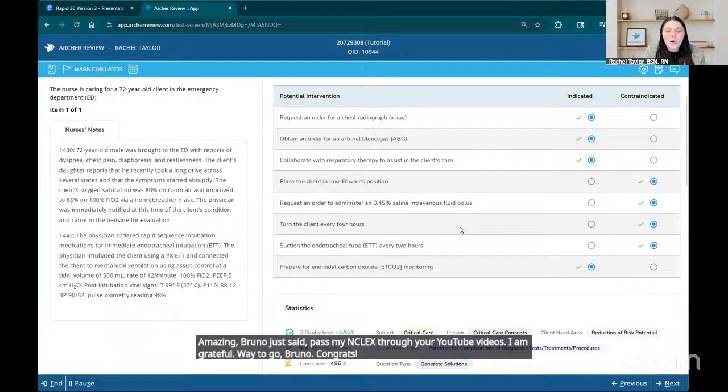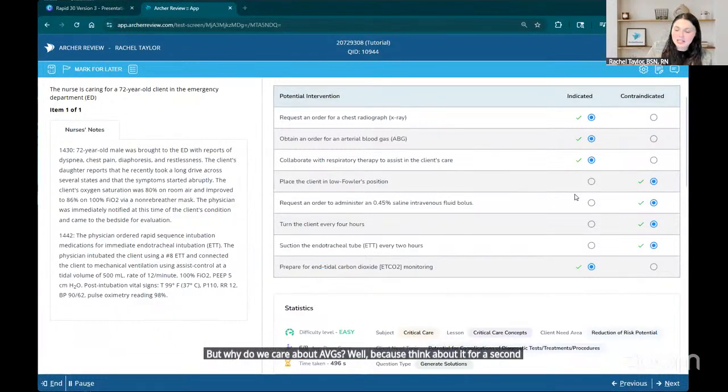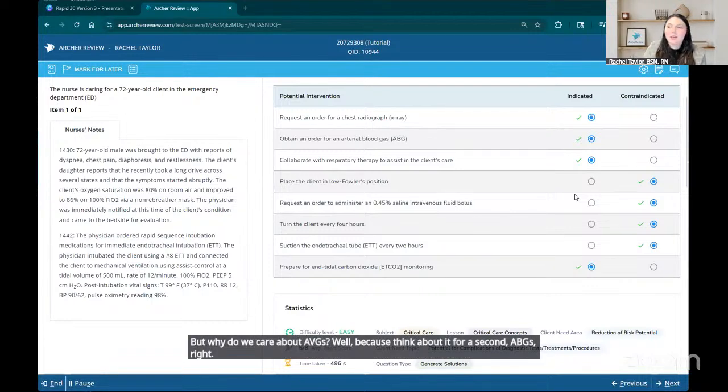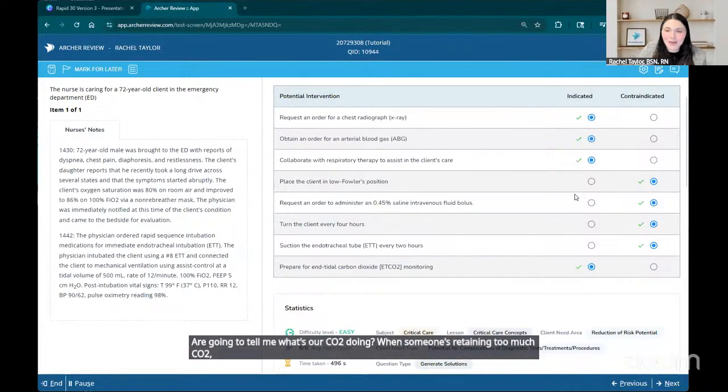Congrats. Why do we care about ABGs here? I'll talk about the saline too. But why do we care about ABGs? Well, think about it for a second. ABGs are going to tell me what our CO2 is doing. When someone's retaining too much CO2, guess what happens? They become very acidotic because CO2 is an acid. And so we want to make sure that we're really thinking about that.